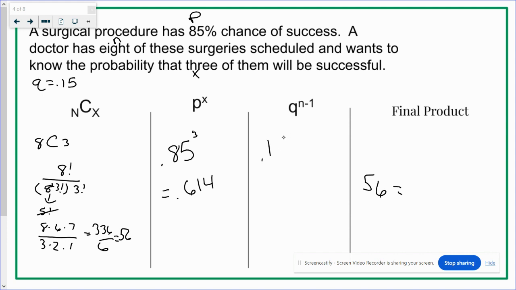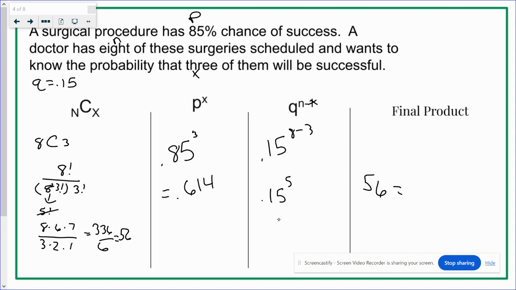Probability of failure, 0.15 raised to the n. Oh, that's just say n minus x, not n minus 1. All right, so n is 8. X is 3, so it's 0.15 raised to the fifth. Plug that in my calculator. Oh boy, I get 0.000, 4 zeros, and then a 7.